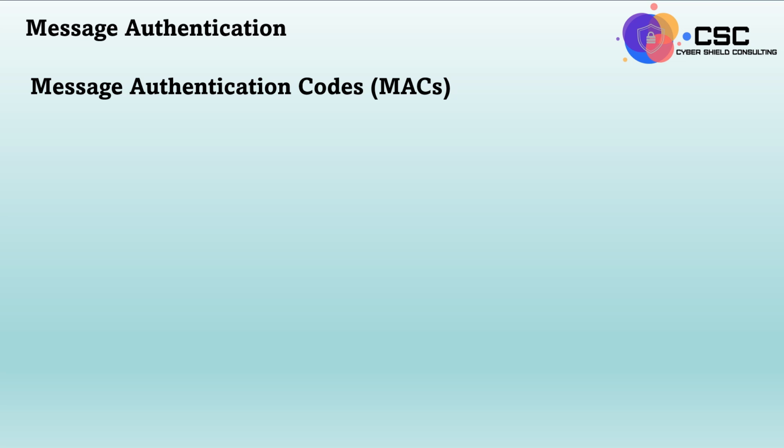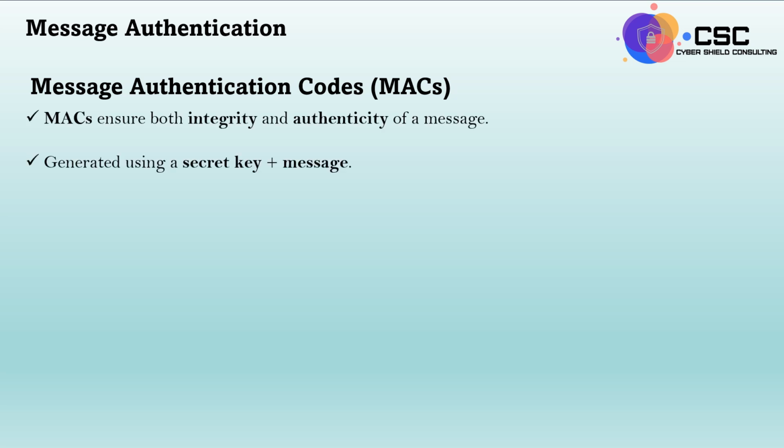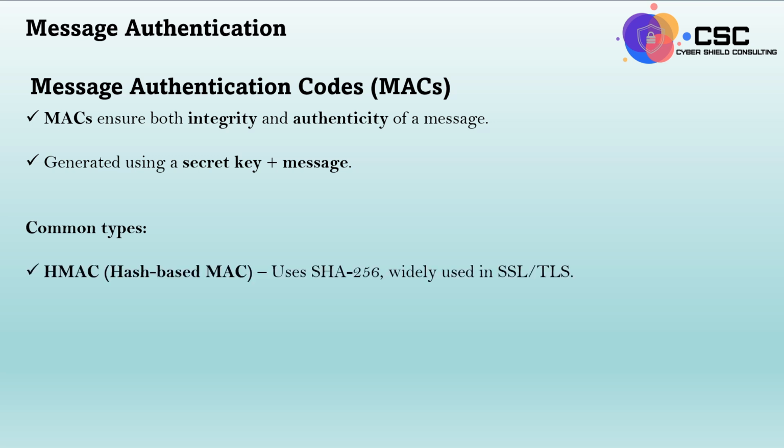While hashing ensures data integrity, it does not provide authentication. That's where message authentication codes, MACs, come in. A MAC is a cryptographic checksum created using a secret key and the message. Only those who possess the key can verify the message authenticity. There are two common types: HMAC, which uses SHA-256 for secure authentication, and CMAC, which leverages block ciphers like Advanced Encryption Standard for added security. MACs are widely used in network security protocols to prevent tampering.